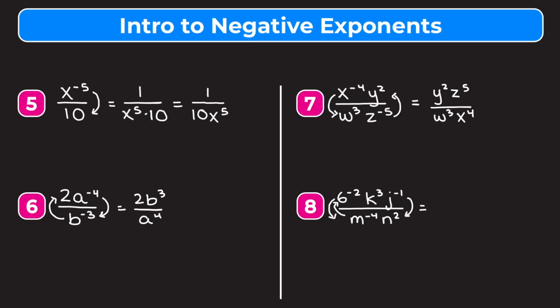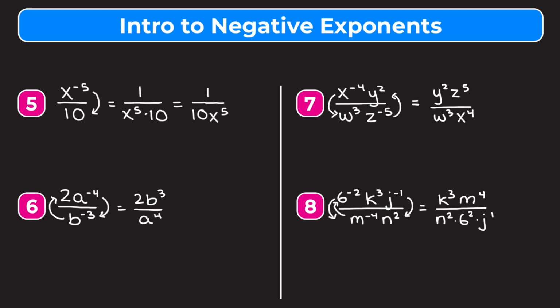On the top, we're going to have this k to the third, and we've also moved our m to the negative fourth to the top, so it becomes m to the positive fourth. And then on the bottom, we know we have our n to the second. We also moved our 6 to the negative second, so that becomes a 6 to the positive second. And we moved our j to the negative first, which becomes j to the positive first.